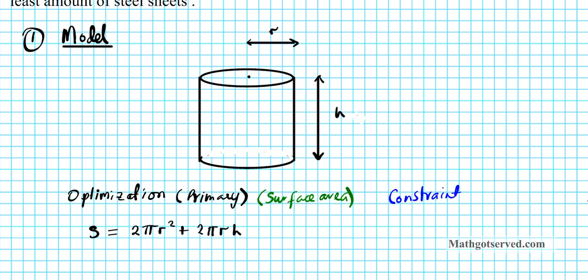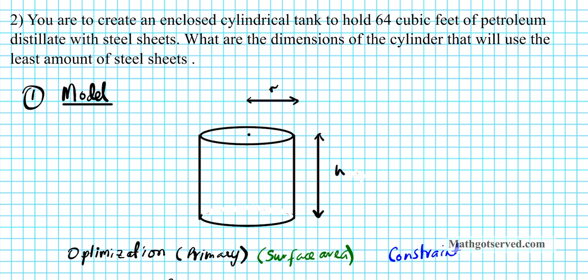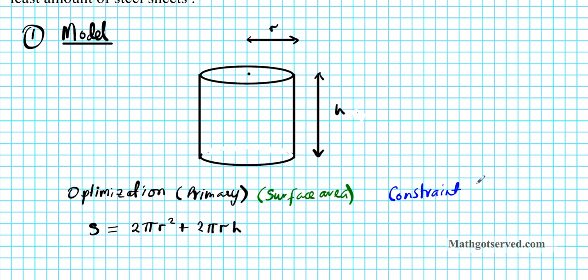What is the constraint here? What are we constrained by? What is the limit? How much liquid are we supposed to hold? We're supposed to hold 64 cubic feet. So the constraint is the volume, which has to be equal to 64 cubic feet. So there goes our constraint right there.